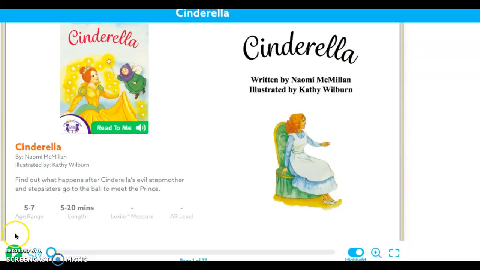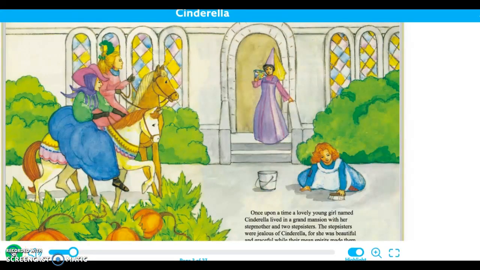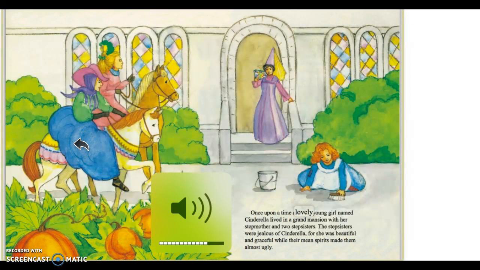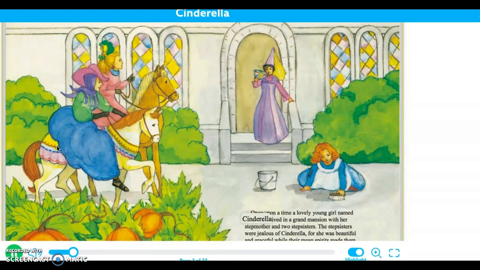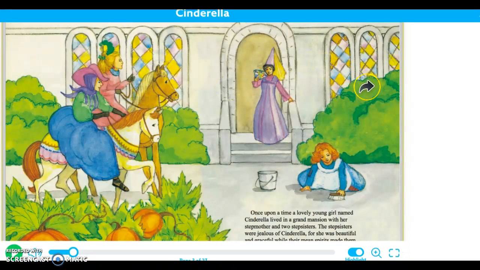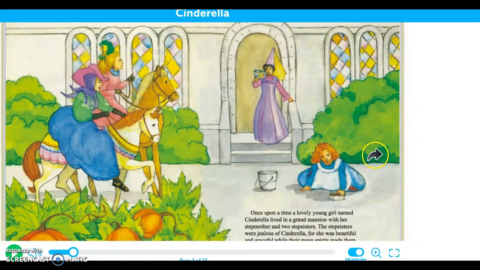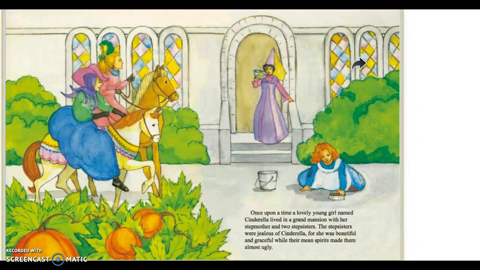Let's look at one more narrative. This one is Cinderella. Once upon a time, a lovely young girl named Cinderella lived in a grand mansion with her stepmother and two stepsisters. So in this one, it is a fairy tale. That's a type of narrative that's made up. Most fairy tales, like Cinderella, start with once upon a time. But it still tells me the setting and the characters.